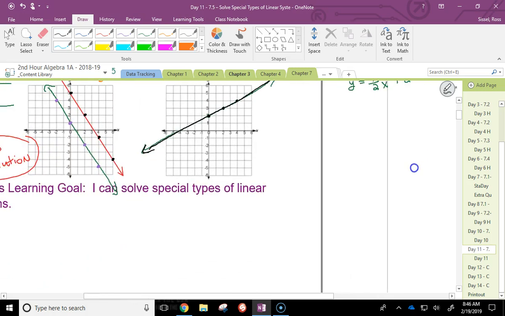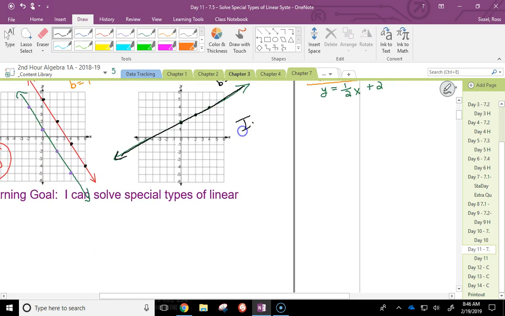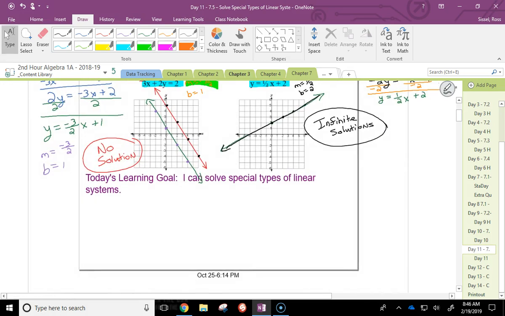Infinite. This one, infinite solutions. So we don't have just one answer. There's infinite amount of solutions. These are our special types of linear systems that we are working with.